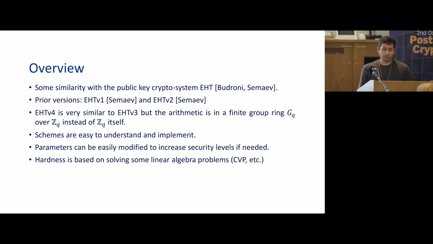This has some similarity with the public key crypto system EHT, which he worked on with his former PhD student. Igor has made prior versions, EHT version 1, which is available on ePrint, and EHT version 2, which he presented at some conference in Stavanger, I think. EHT version 4 is very similar to EHT version 3, but the arithmetic is in a finite group ring GQ over ZQ instead of ZQ itself. Schemes are easy to understand and implement, and I can definitely attest to that, coming from a non-cryptography background. Parameters can be easily modified to increase security levels if needed, and hardness is based on solving some linear algebra problems, such as closest vector problem.